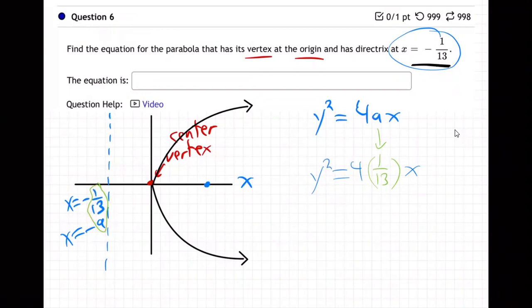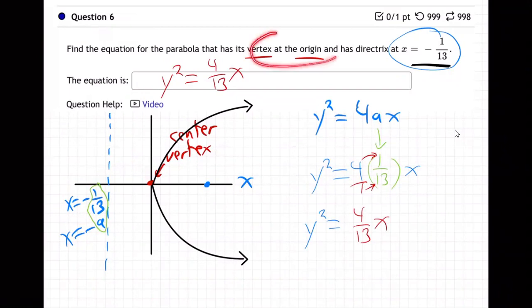So just regular 1/13. So how do we simplify this equation? Well, any whole number is over 1, so it goes to the top: 4 times 1, 1 times 13. We get 4/13 x. There it is. There's the equation. Type in y squared equals 4/13 x. There's the equation of the parabola that has vertex at the origin and directrix x equals negative 1/13. So there we go.